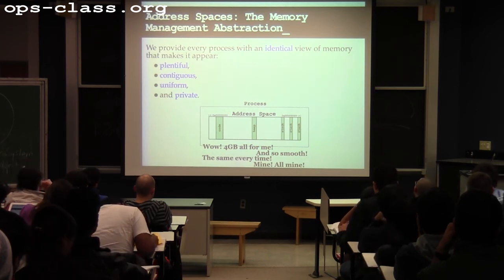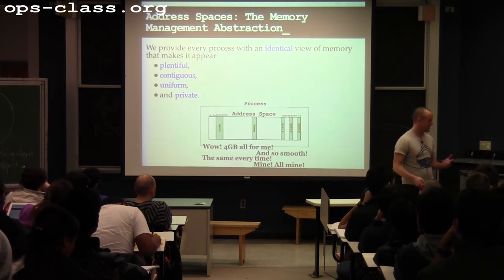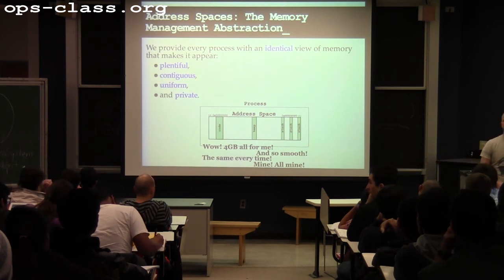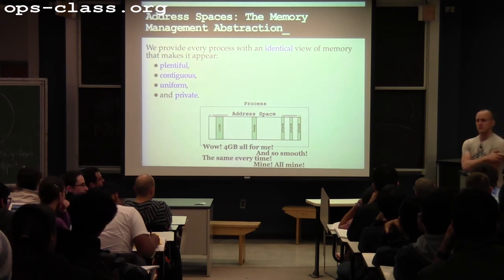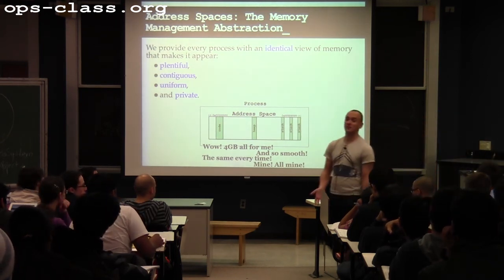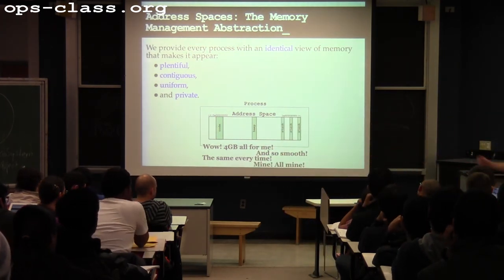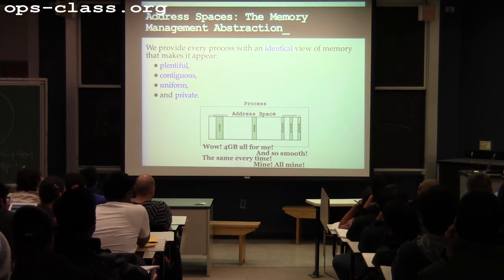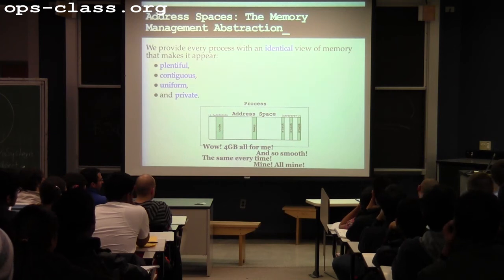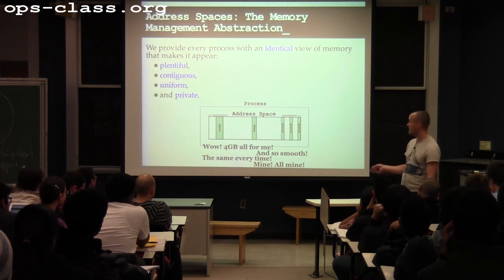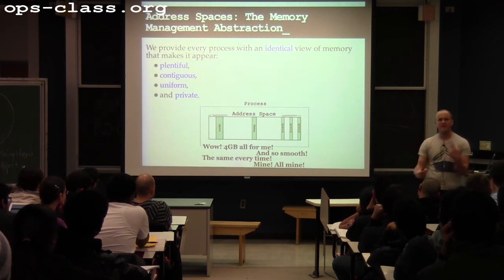So clearly there are all sorts of challenges to implementing this. For example, what's one challenge of providing a 4 gigabyte address space to every process on the machine? I might not even have 4 gigabytes of memory total on my machine, so this is a little bit of a Hail Mary pass. And what about making it look contiguous? Same thing. I don't even have 4 GB, so I can't even make it look complete, much less contiguous. The same every time sort of comes along with things.